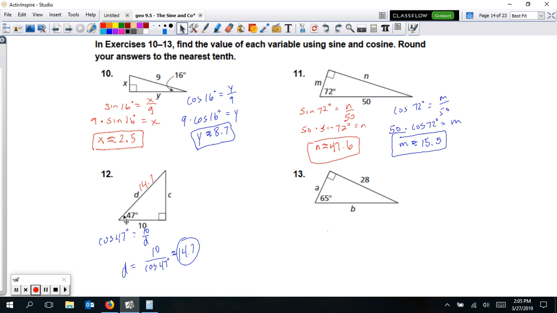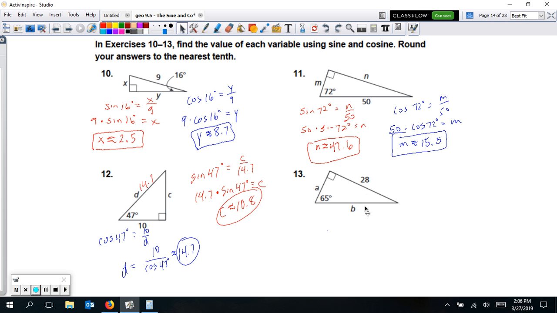So the sine of 47 will be C over 14.7. So the sine of 47 degrees is going to be C over 14.7. And so now we can multiply both sides by 14.7 like we did before. Sine of 47 times 14.7 should be approximately, if we do this in the calculator, 10.8. So approximately 10.8: sine of 47 degrees, and then times 14.7.